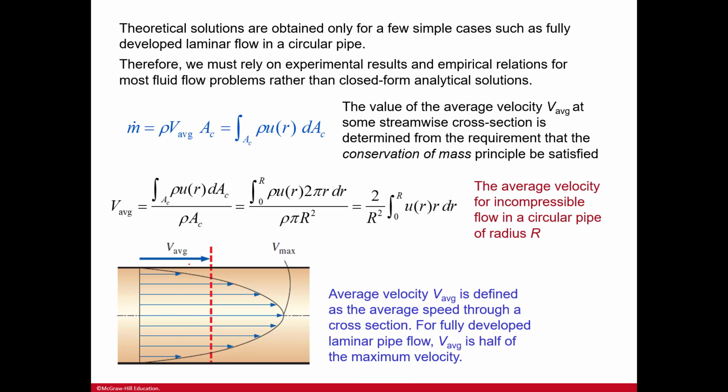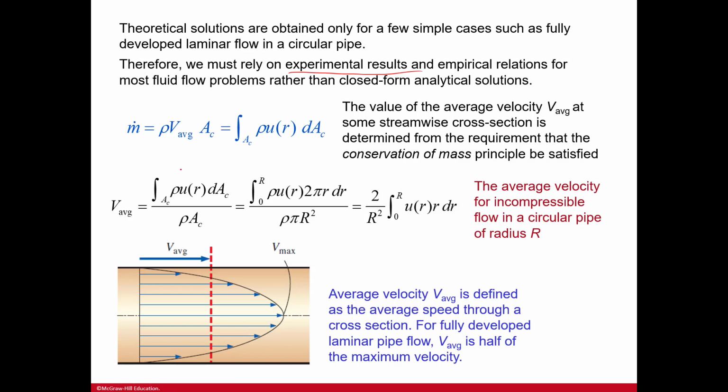Theoretical solutions are obtained only for a few simple cases, such as fully developed laminar flow in a circular pipe. Therefore, we must rely on experimental results, right? So we must do some trial and error and use empirical relations for most fluid problems rather than closed-form analytical solutions. That's because of the things you will run into, the friction losses, the absorption from the atmosphere, the impact from the surroundings. It's really hard to incorporate all of those in an analytical solution. And a lot of these things can be experimented on in small doses, a small pipe with a small amount of working fluid.